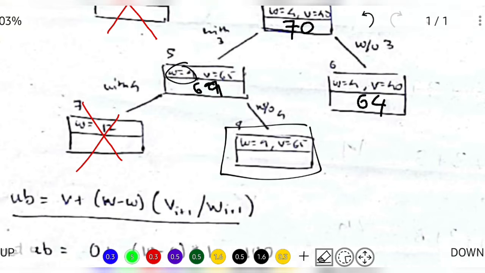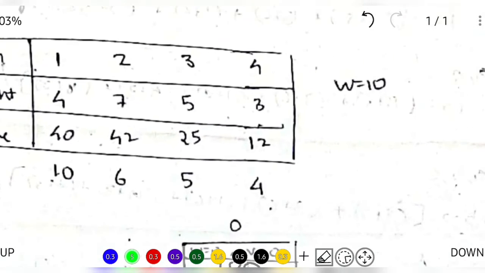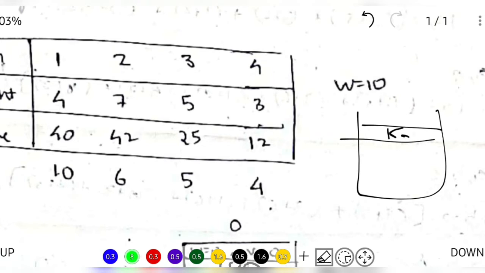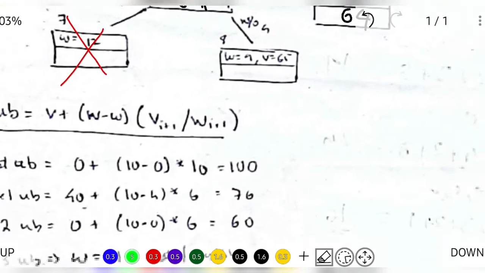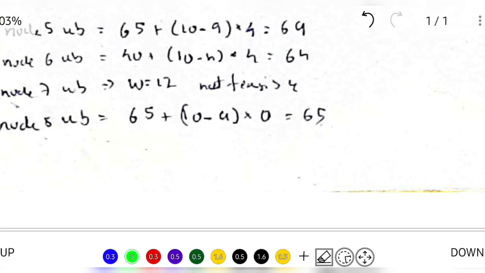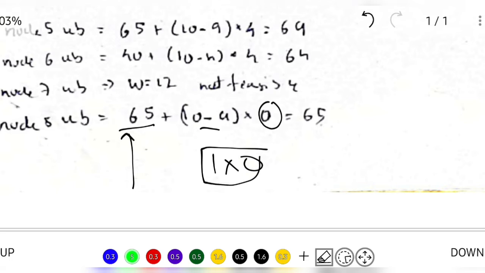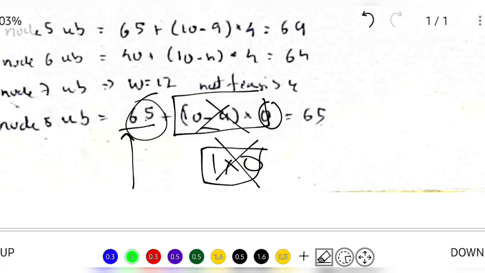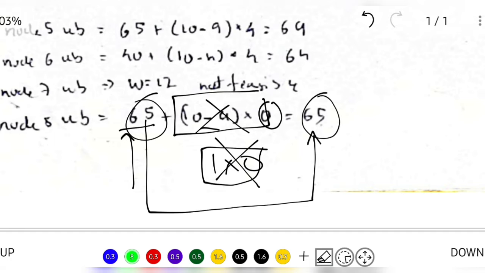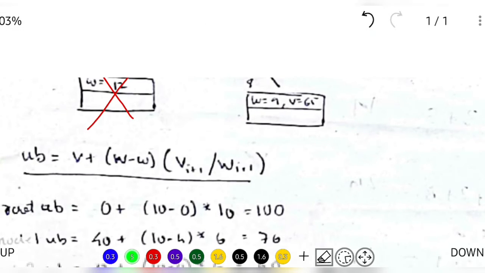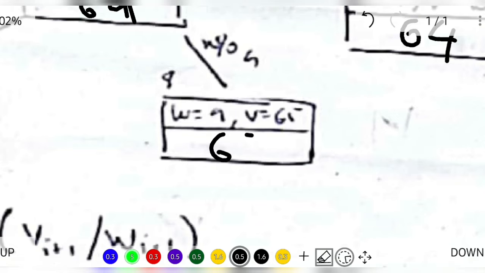If I don't go with object 4, W and V will remain the same, and the next object, there is no next object, so I have to just stop at 9 kilogram. 1 kilogram is not used, and the weight and everything will be same. So if you see the formula, that will be the same thing here. The initial profit 65 plus 10 minus 9, 1 kilogram is left. Since I have no object left here, into 0, so this will not give any value here, and the remaining profit is the previous value 65. So here finally we'll get the answer as 65.